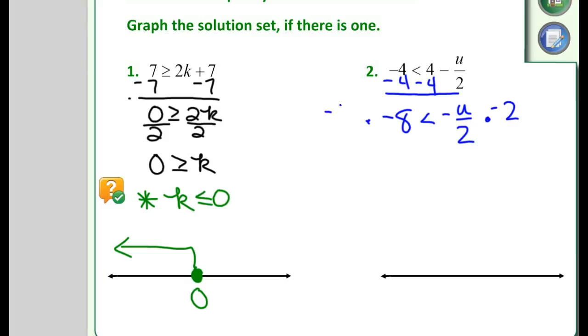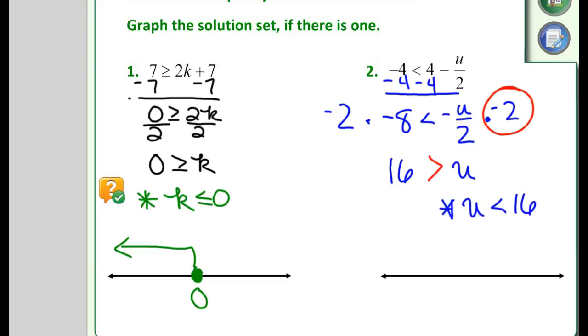Use our inverse operation. Now we're going to get 16, but because we multiplied by that negative number, we've got to remember to flip the inequality sign, all right? And now we have this. Now, once again, in order for me to graph that correctly, I need the letter in front. So when I switch them around to get it to graph correctly, I also have to switch that inequality sign.